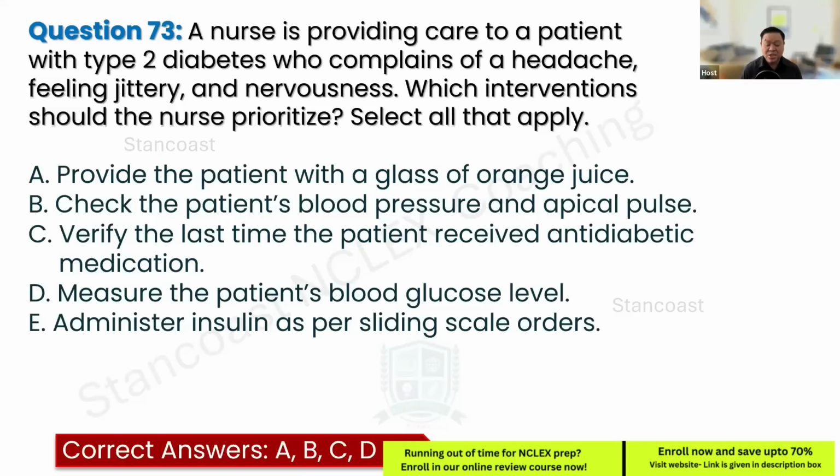And letter D, checking the blood glucose is essential to determine if the symptoms are due to the low blood sugar. Now, if you select the letter E, this is incorrect. This only is going to be administered if the blood glucose levels are high. Since the patient's symptoms suggest hypoglycemia, the insulin could worsen the condition.